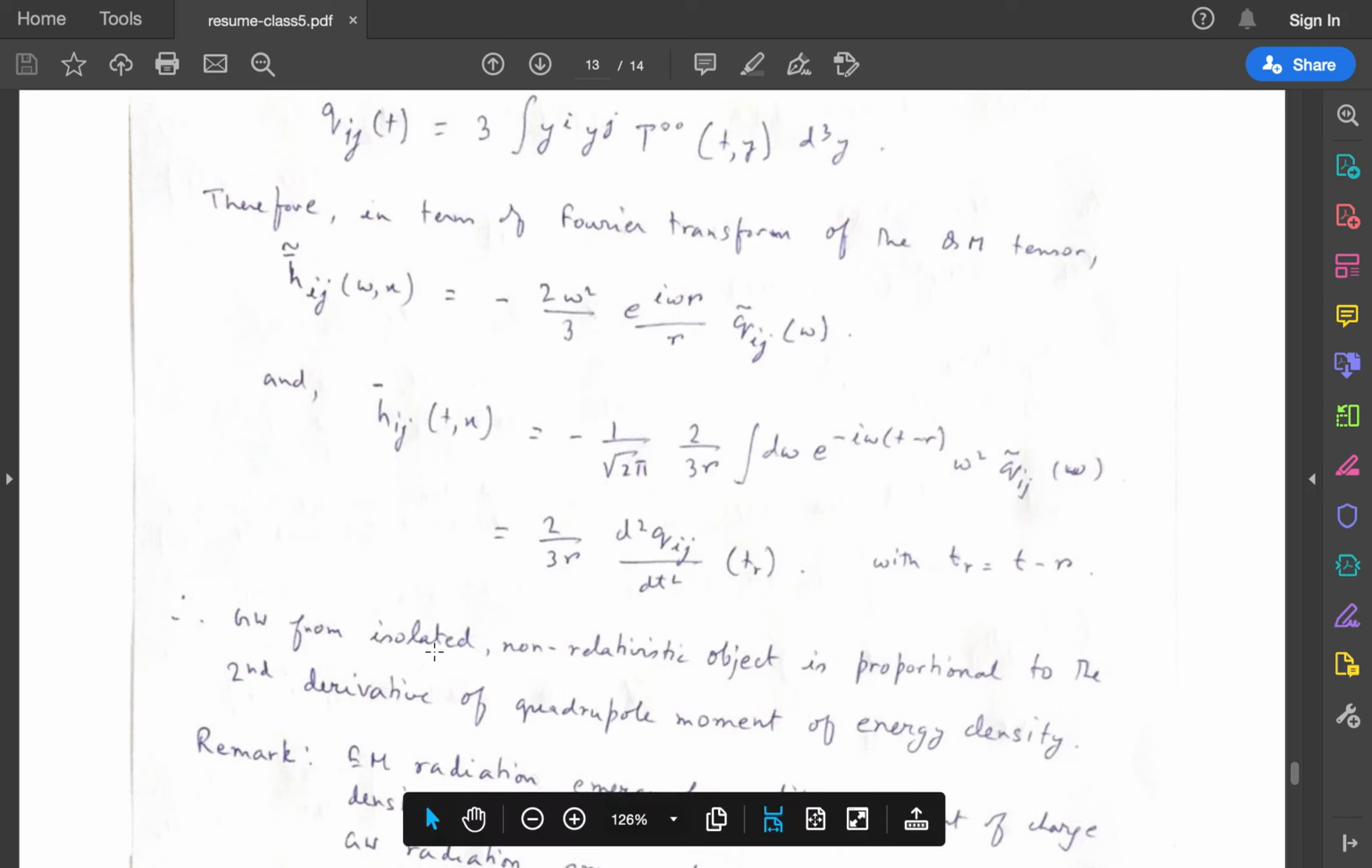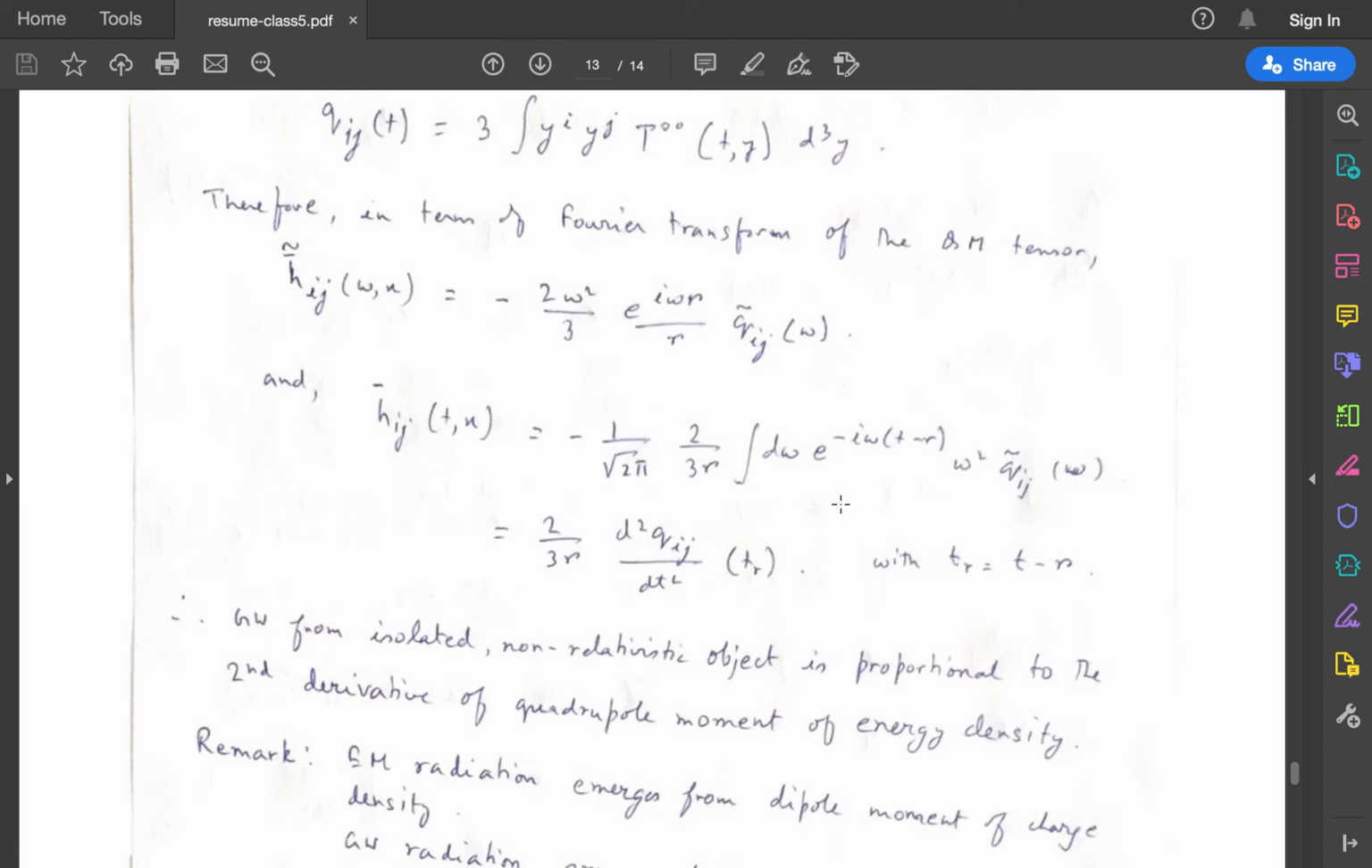Therefore the gravitational wave for an isolated non-relativistic object is proportional to the second derivative of the quadrupole moment of energy density. You have always heard about this relation, because this is the era of gravitational waves. We have always heard that it is proportional to the second derivative of this quadrupole moment. If the second derivative of the quadrupole moment is non-zero, then and only then do we have what is known as a gravitational wave. You have always heard about this, and now you can check that this is exactly the case.